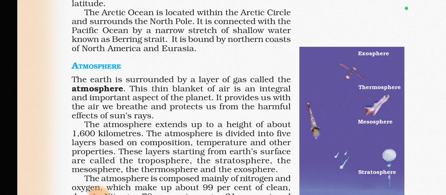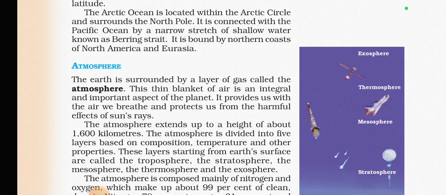Now moving ahead to the atmosphere. The Earth is surrounded by a layer of gas that is called the atmosphere. This thin blanket of air is an integral and important aspect of the planet. It provides us with the air that we breathe and protects us from the harmful effects of sun rays, like ultraviolet radiation. The atmosphere extends up to a height of about 1600 kilometers.